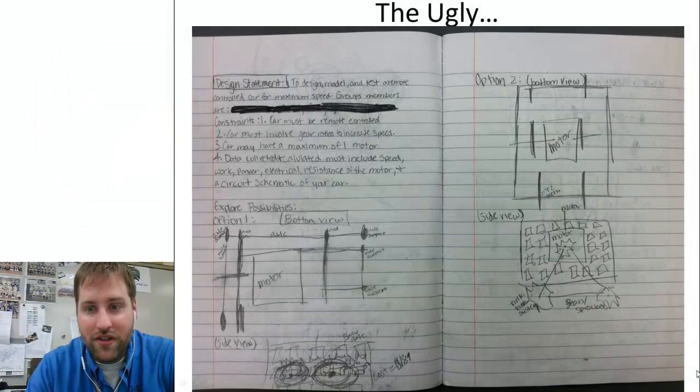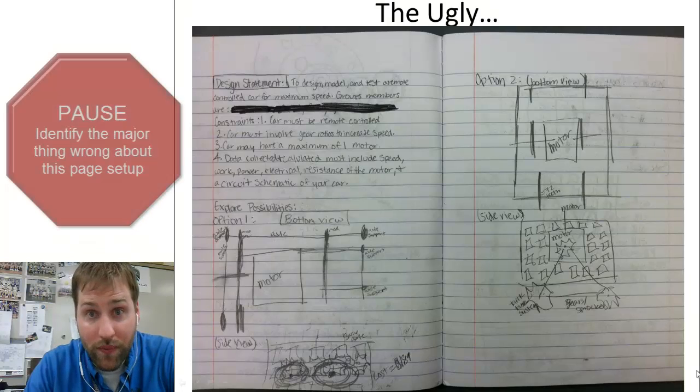Lastly, here's an ugly example. Pick out the major thing that this book did wrong. Go.